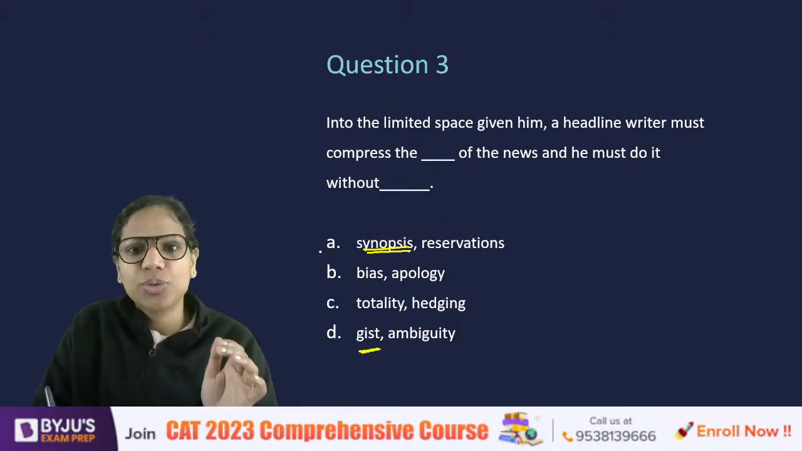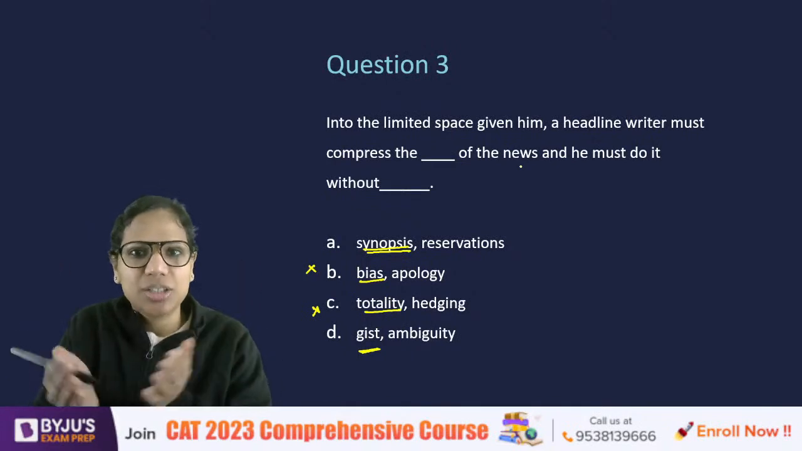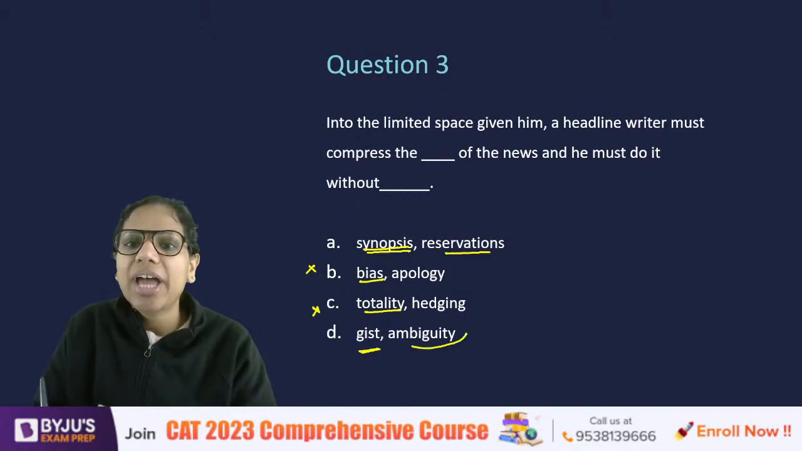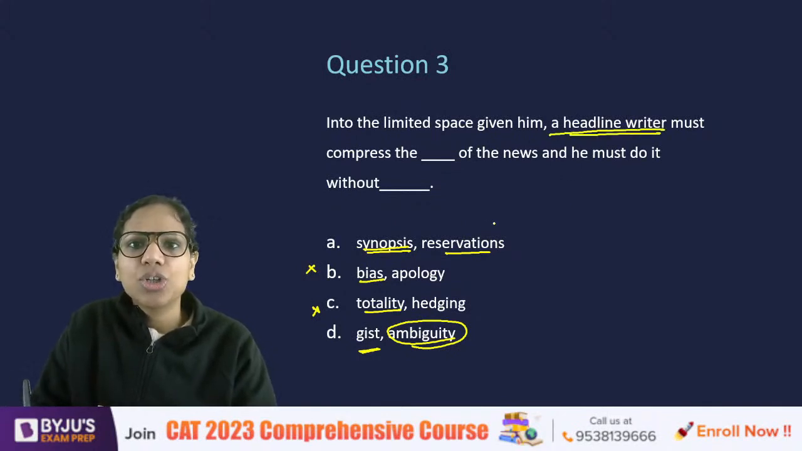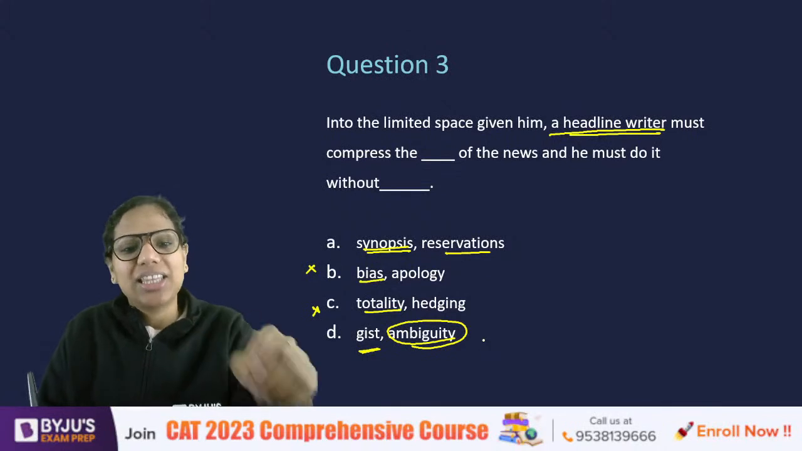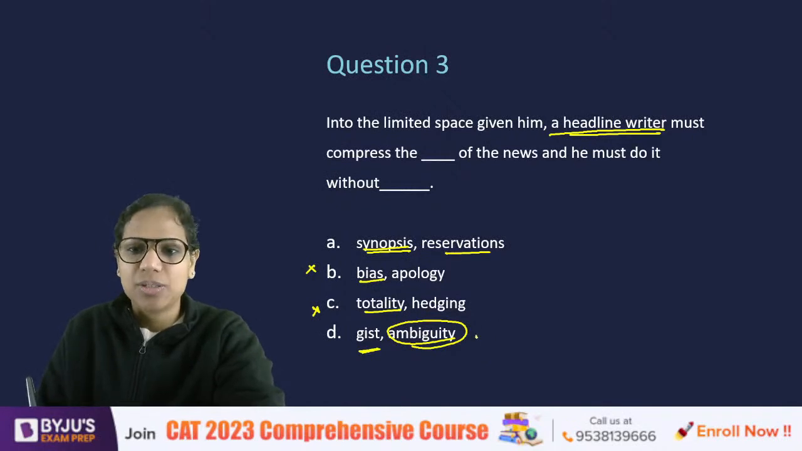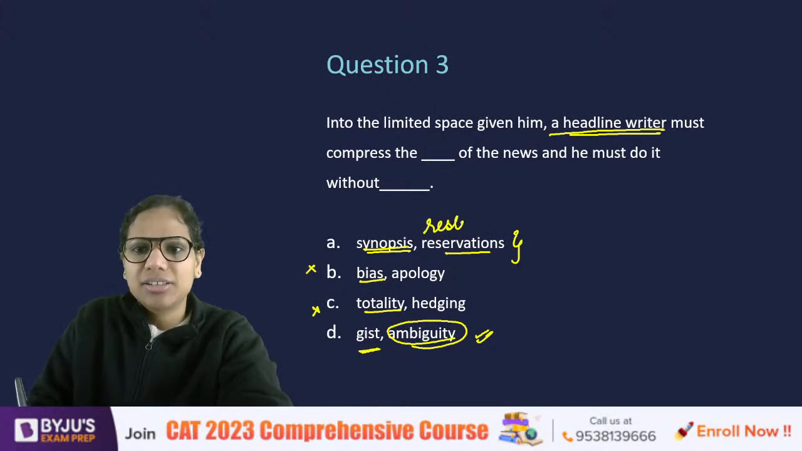Okay, you are absolutely right in narrowing down to A and D. B and C can be rejected on the basis of the first blank itself. It can't have the totality of the news. The entire news can't be written in the headline. And not the bias. Now he must do it without reservations, without ambiguity, which is better considering that this person is a headline writer. So your headlines should be clear, isn't it? There should be no ambiguity in them. So it is D which is better than A, right? Ambiguity is better as compared to reservations. Reservation means restraint, isn't it?